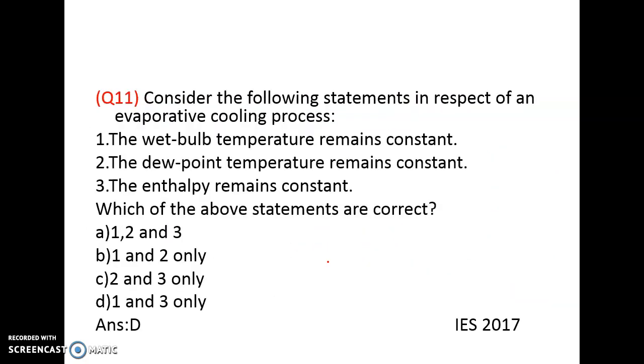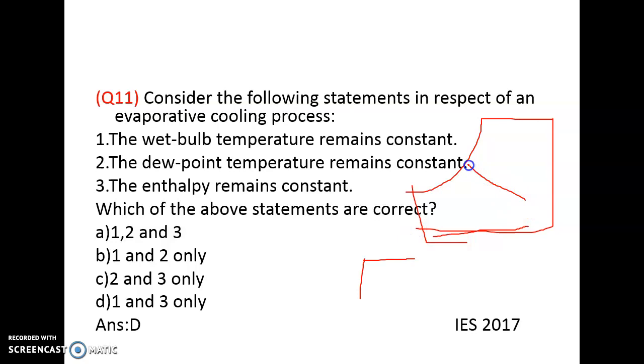Next question. Consider the following statements in respect of an evaporative cooling process. In the evaporative cooling process, wet bulb temperature remains constant, dew point temperature remains constant, and enthalpy remains constant. This 1 to 2 is called an evaporative cooling process. In this, the enthalpy remains constant. These are the enthalpy lines, so along the enthalpy line this process is carried out.